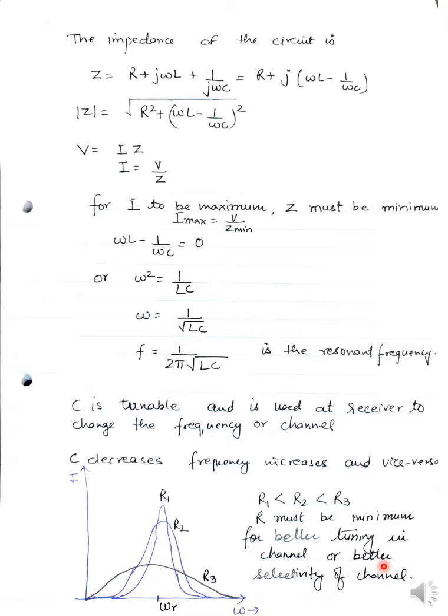So if you want to actually access a particular channel, then you need the resistance of the circuit to be minimum. Why does it need to be minimum? Because Z is equal to R when this is equal to 0, then Z equals R. So when Z is less, I will be high. That's why for a better selectivity of the channel, your resistance should be minimum.